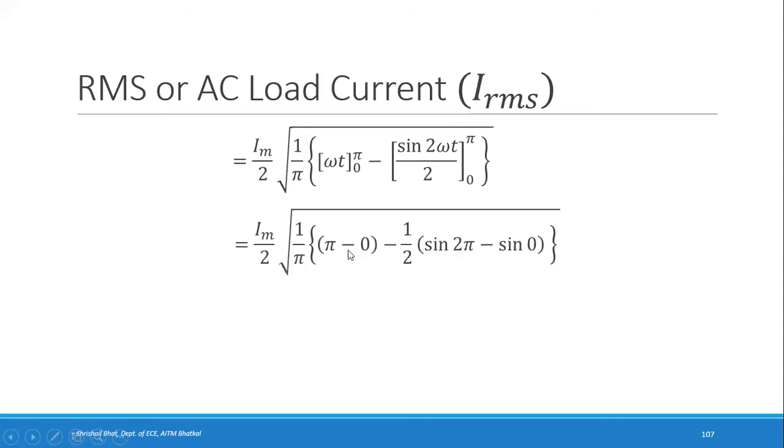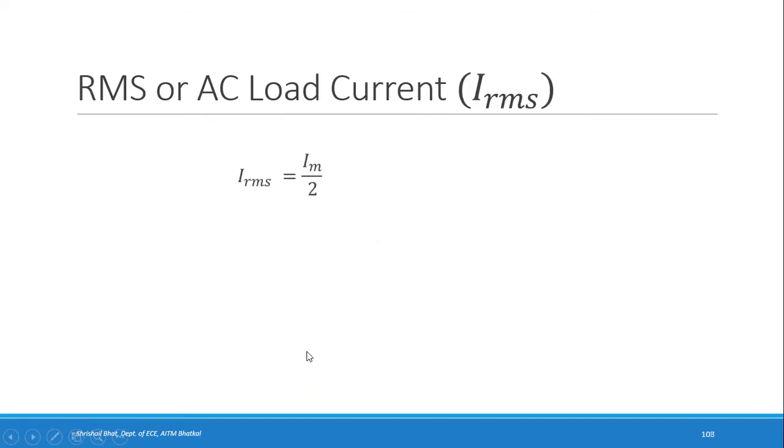So what is pi minus 0? Pi minus 0 is pi. What is sine 2 pi? Sine 2 pi is 0. Sine 0 is also 0, right? So this entire term will become 0, and what will remain is only pi. There is 1 by pi here, and 1 by pi and pi get cancelled. What remains is just Im by 2.